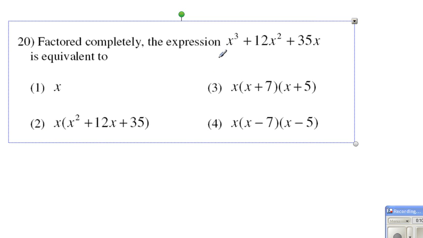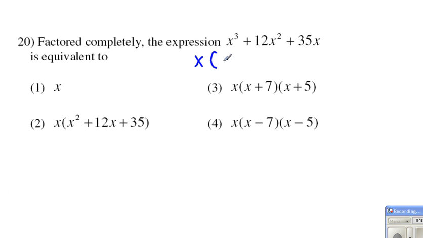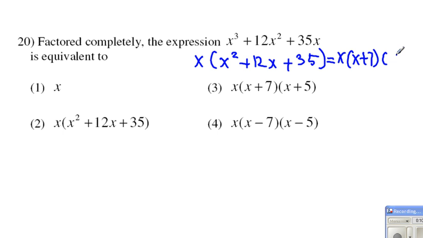Now once again, factor completely. In this case, we realize x is common. x squared plus 12x plus 35. Then two numbers that multiply to positive 35 and add to positive 12. In fact, this will be x, and then x plus 7 and x plus 5. That's what we end up getting. So it will be choice 3.